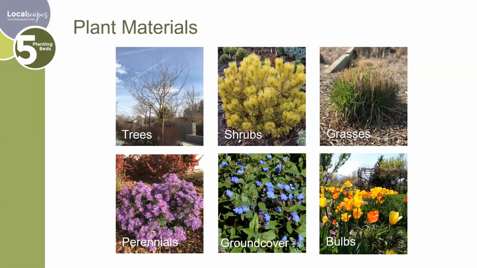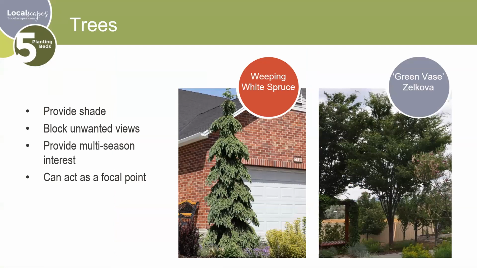And then we're going to go through these few things. It's just kind of the main types of plants that we see in our plant beds. We're not going to go into any specifics, but we're just kind of going to go over each one of these and talk about how they're good for your plant beds. So we'll start with trees.